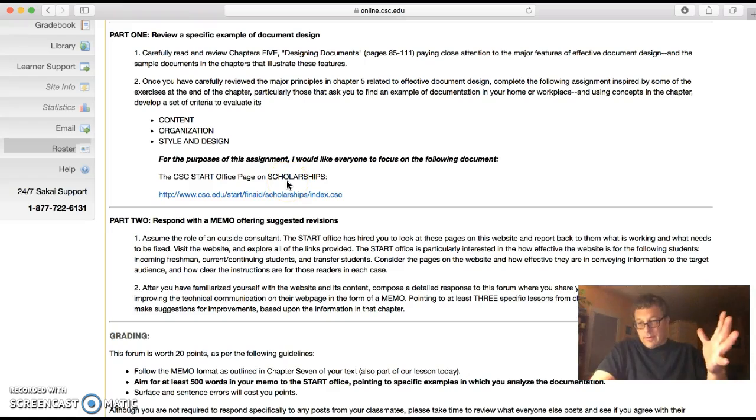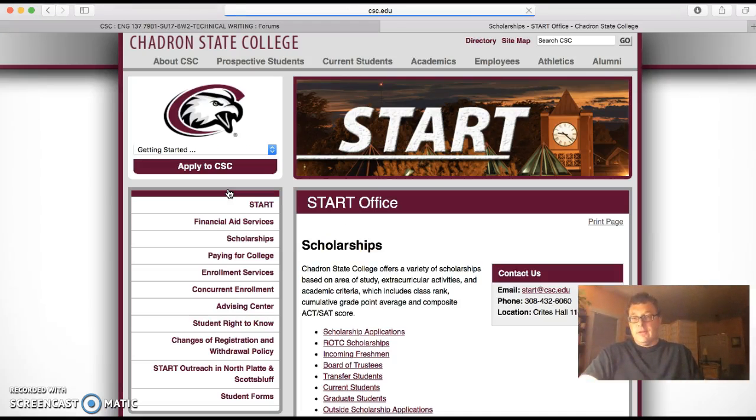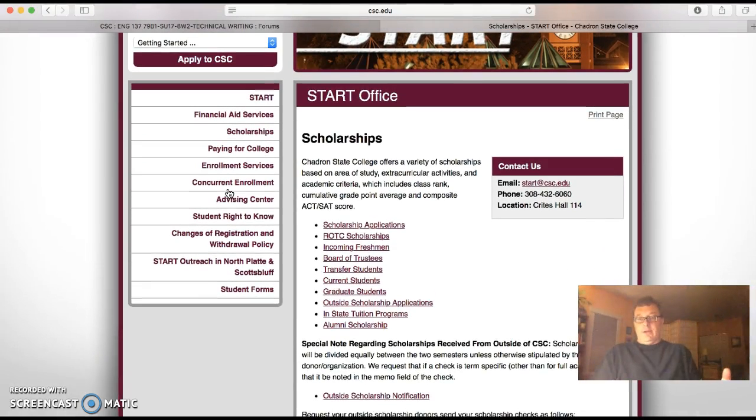As far as the scholarship page itself, one of the things that we do in class when we go over this exercise, and I'm sympathetic to CSE, this is not an easy task. There's a lot of different audiences for this sort of document, so it's tricky.